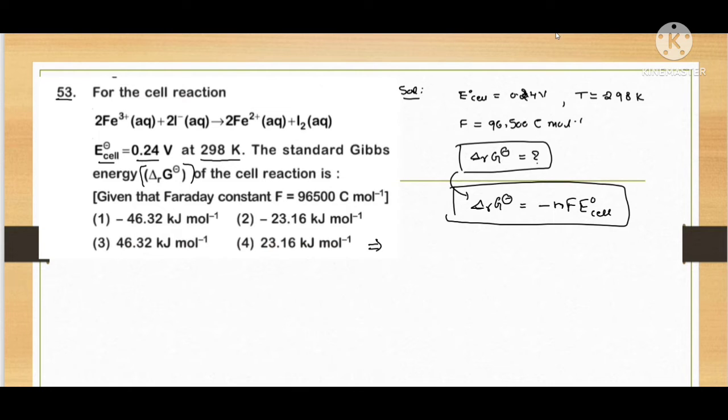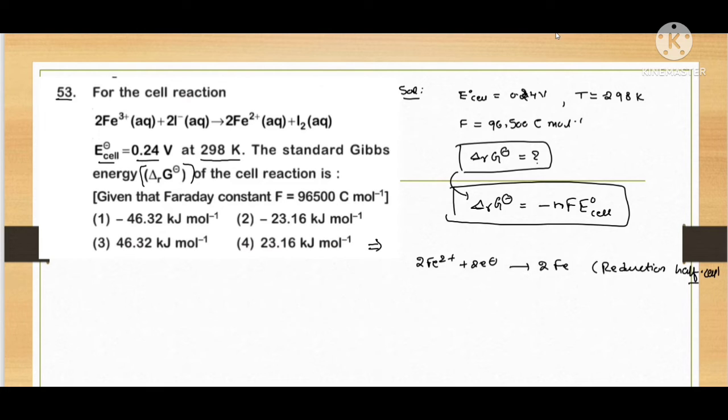In the cell reaction, there is reduction and oxidation. Here, Fe2 positive plus addition of 2 electrons will give rise to Fe. This is the reduction reaction. Why? Because of the addition of 2 electrons. This is called reduction.